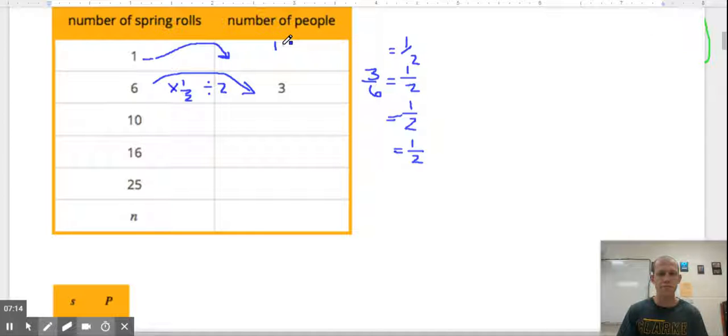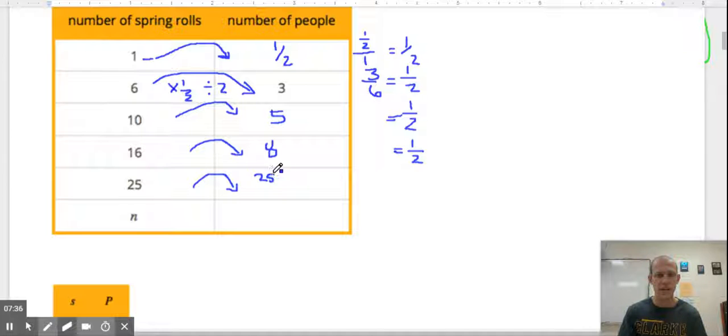1 times 1/2 is 1/2. So if I look at this, 1/2 over 1, that should simplify to be 1/2. Here's the same thing, times by 1/2, times by 1/2, times by 1/2. This one, I like fractions a lot, so I'm going to write it as 25 over 2, but that also equals 12.5. And right here, I'm going to times by 1/2. 1/2 times n. Now I can create my equation.